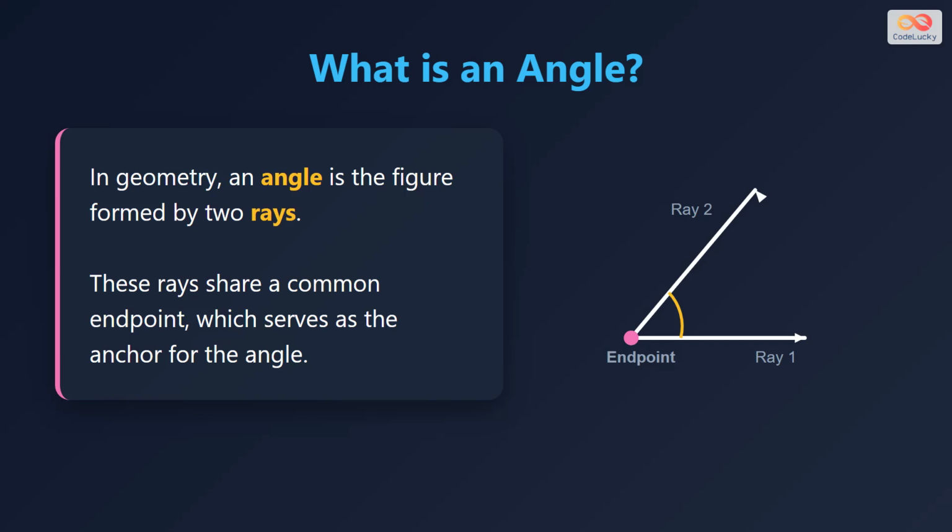In geometry, an angle is a figure formed by two rays. These two rays connect at a shared endpoint. This connection point is the anchor that holds the shape together.